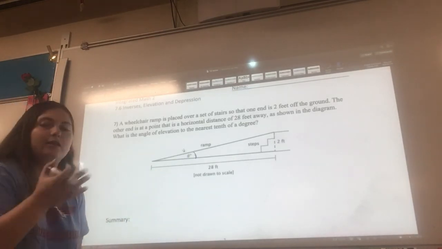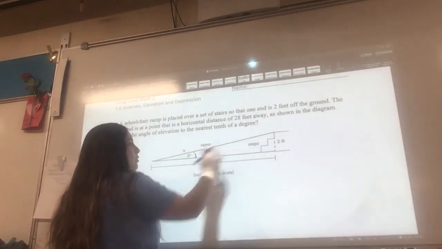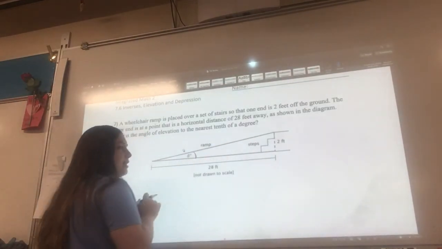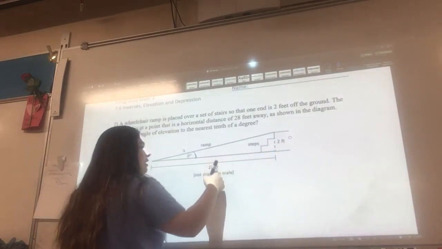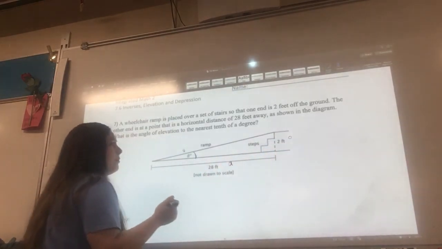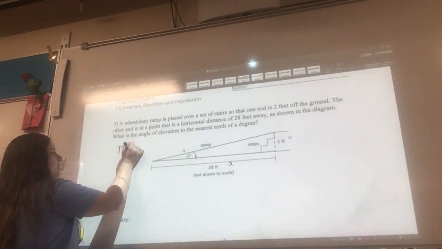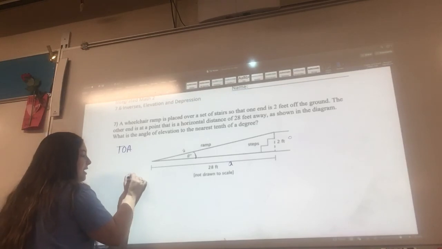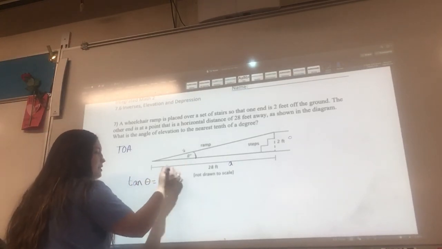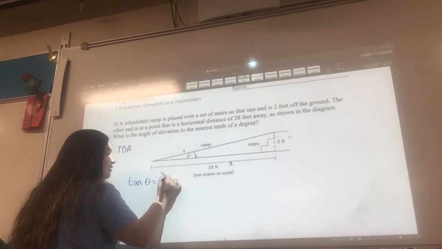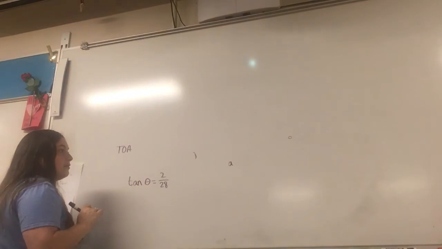We have been given all of our information here in this picture. So we see that our ramp, which is our hypotenuse, was not given to us. So 2 feet is our opposite, and 28 is our adjacent. Apparently we really like tangent. So we're going again with our tangent of TOA. We see that tangent of our unknown theta equals opposite of 2 over adjacent of 28. We are looking for degrees.